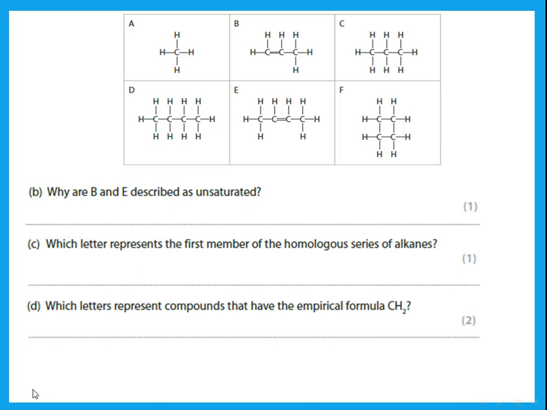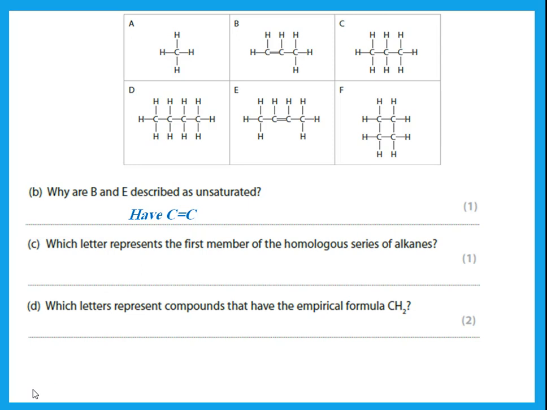Okay? Why are B and E described as unsaturated? So we look at B and E. What is B and E? They are unsaturated because they have a C double bond C. Remember that the word unsaturated means they have a C double bond C, or a double bond between carbons.